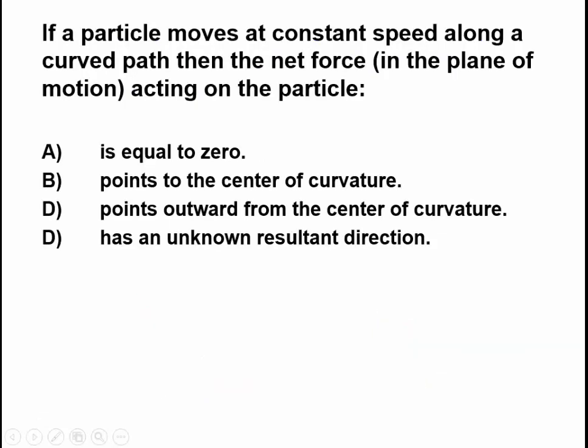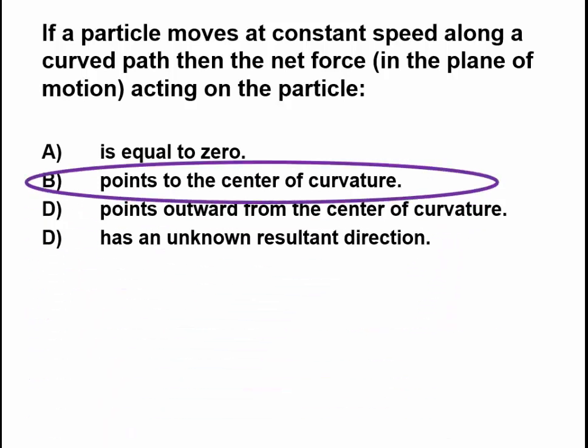So if a particle is moving at a constant speed along a curved path, then the net force in the plane of motion acting on the particle is equal to 0, points to the center of curvature, points outward from the center of curvature, or has an unknown resultant direction. And this answer is going to be points towards the center of curvature.